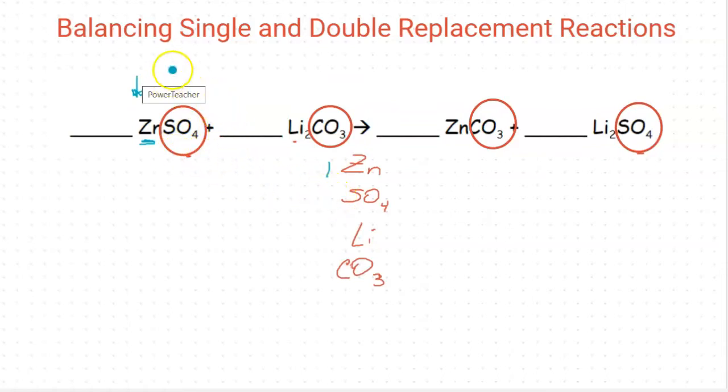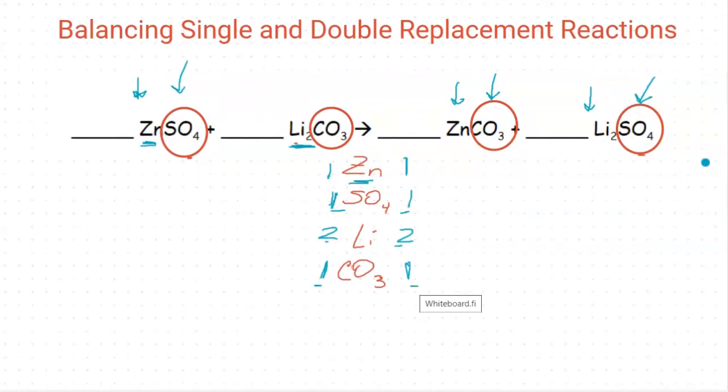For sulfate on the left-hand side, I only have 1 sulfate ion. That SO4 is 1 ion, and there's only 1 of them on the left. Lithium right here in the middle has 2 atoms of lithium, and for the carbonate, there's just 1 carbonate in that circle. On the product side, I count again. Zinc has just 1 atom right here, and I only have 1 carbonate in the circle, so I'm going to come down here and put a 1. When I look at lithium in this compound, there are 2 atoms. That subscript tells me there's 2, and I only have 1 of the sulfates in my circle.